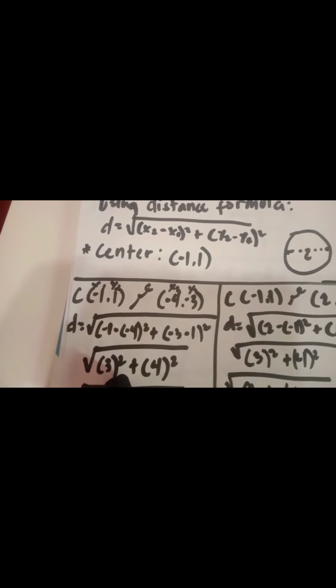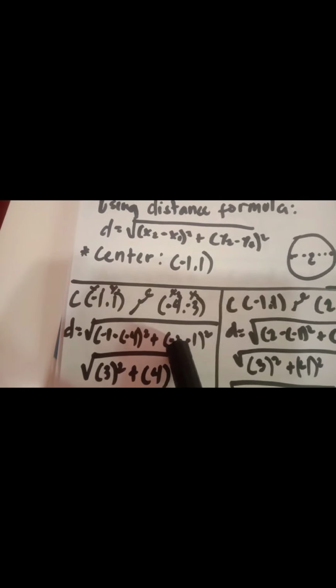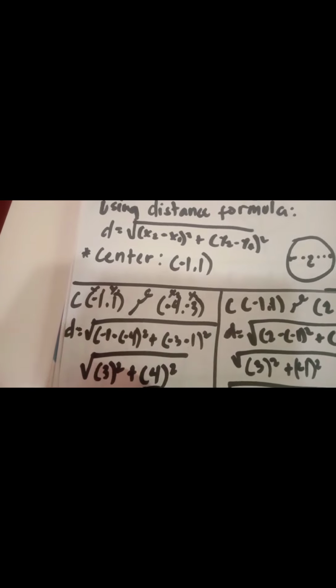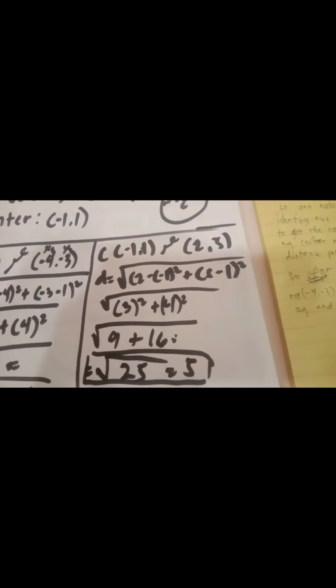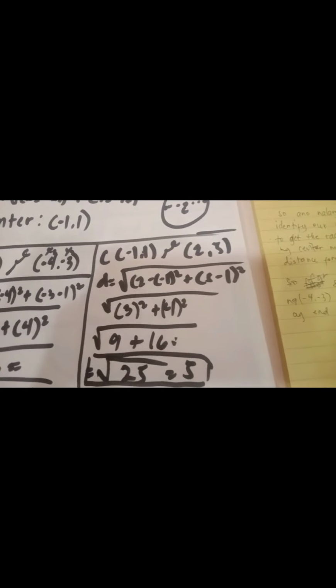So, makukuha natin -1 minus -4 squared is 3 squared. Ito naman, -3 minus 1 squared is 4 squared. 3 squared is 9. 4 squared is 16. 9 plus 16 is square root of 25. Square root of 25 is 5. So, ganun din dito. Same lang ang lalabas na sagot kapag 2 and 5 ang ginamit.